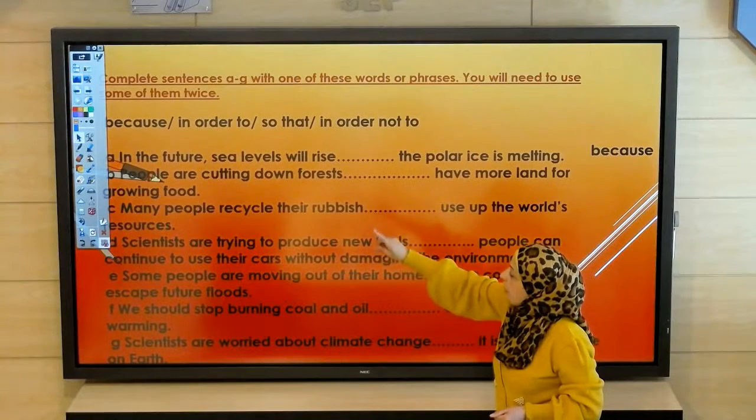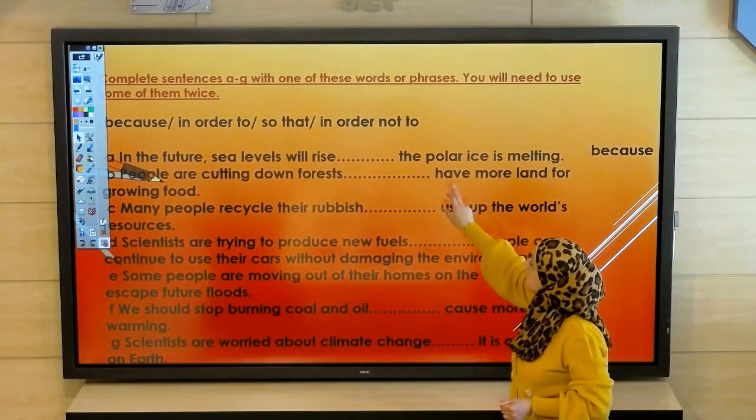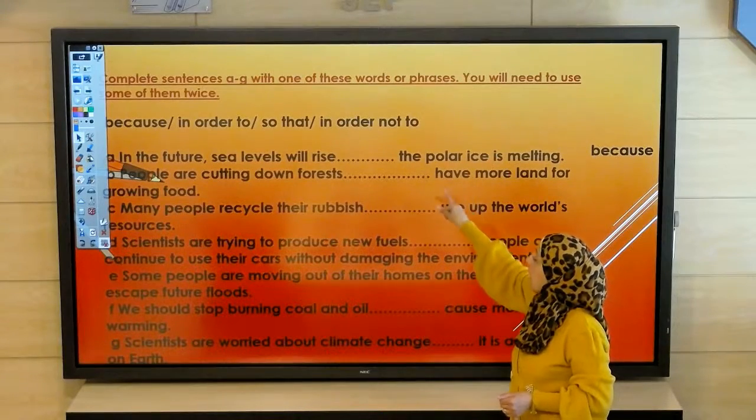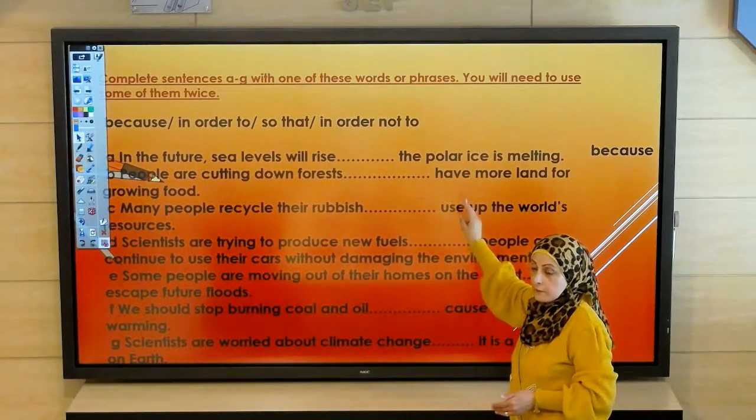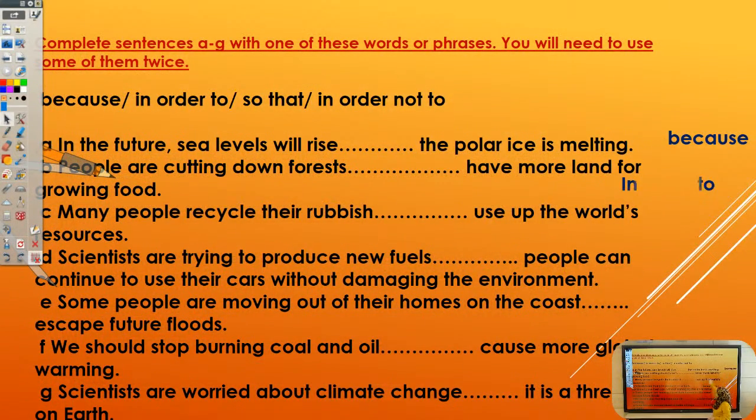B. People are cutting down forests. Notice here we have this word have, infinitive. So, people are cutting down forests in order to have more land for growing food. Sentence C, many people recycle their rubbish, use up. Also here we have infinitive. In order not to use up the world's resources.